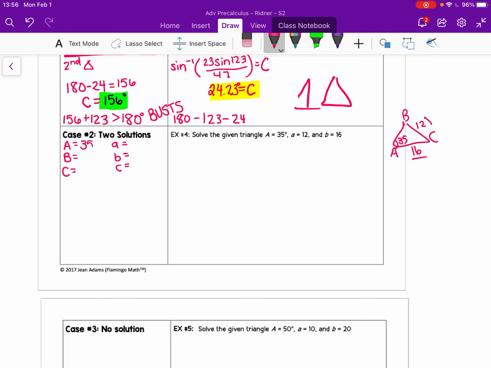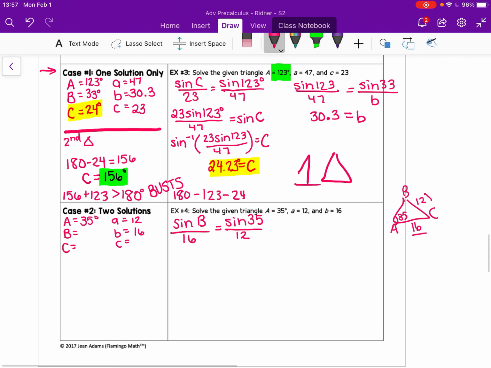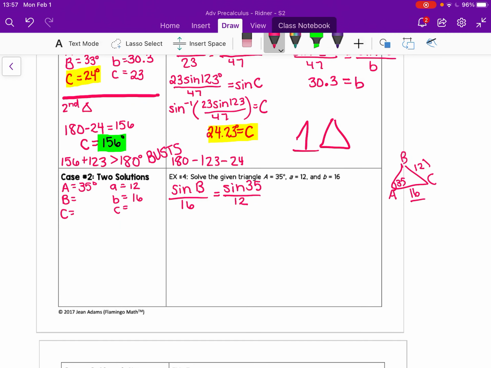So I know that A is 35 degrees. I know that little a is 12 and little b is 16. First thing I'm going to do is solve for B. So sine B over 16 equals sine 35 over 12. I need to go through the same steps that I went through in the first one, but to shorten the video, press pause if you need to, and see if you get that B equals 50 degrees.